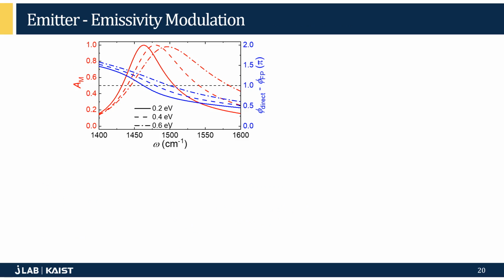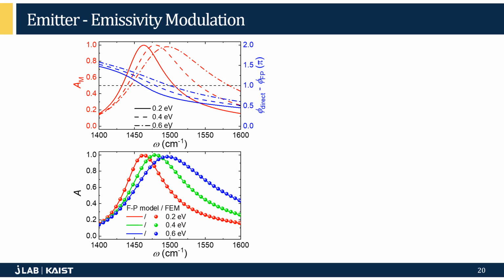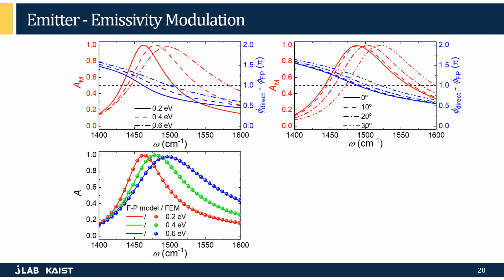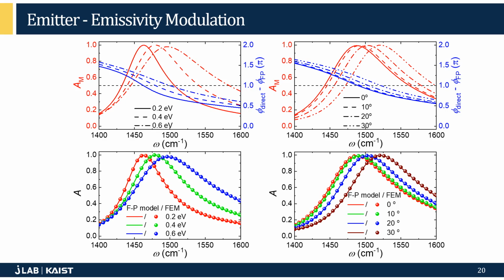This is the calculation result of the total absorption and the phase difference. And you can see that, as I mentioned previously, the absorption is maximized when the destructive interference happens, right? The total absorption is maximized when the phase difference becomes pi, that is destructive interference. We can compare our model result with the actual full wave simulation based on FEM, and it shows a great match. Also, we calculate for different incident angles, and it also matches very well. It means that our proposed simple model exactly captures the dynamic behavior of the device.